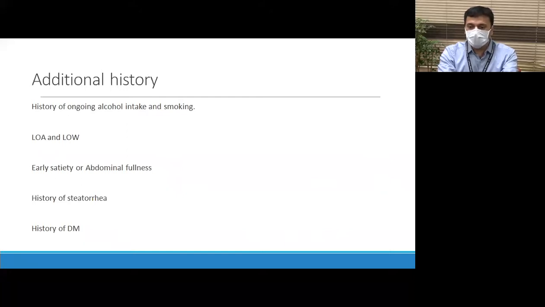The other history which may give some additional information is probably the complications of chronic pancreatitis, like steatorrhea. So the history that we can obtain is: does the patient have any history of passing oily stools? Does the stool float in the water, or is it difficult to flush out? And is there any associated history of recent worsening of diabetes mellitus?